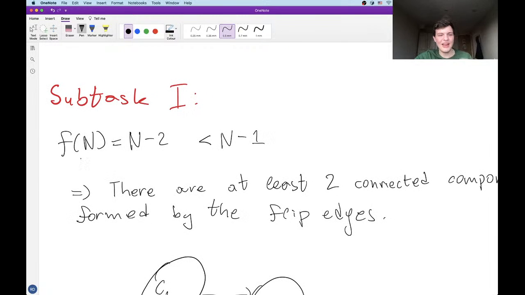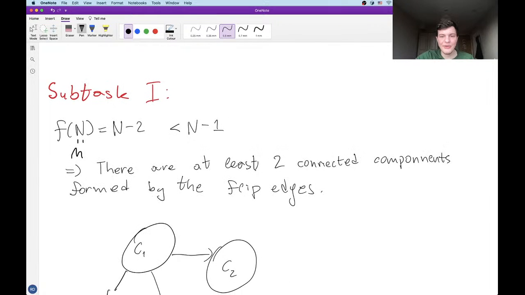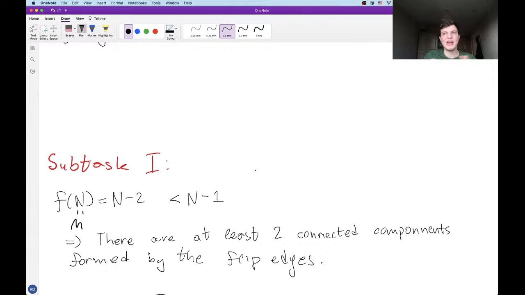So we have f of n, which, as I said, equal to m, is equal to n minus 2, which is less than n minus 1. That's partially why we have n minus 2 and not n minus 1. And the main observation is that, in the graph, imagine we have some other graph which includes only the edges that we will flip. In other words, it will just include the m edges we have, the special edges that we are flipping. And we have n minus 2 of those, which means that there are at least 2 connected components. Try thinking about it.